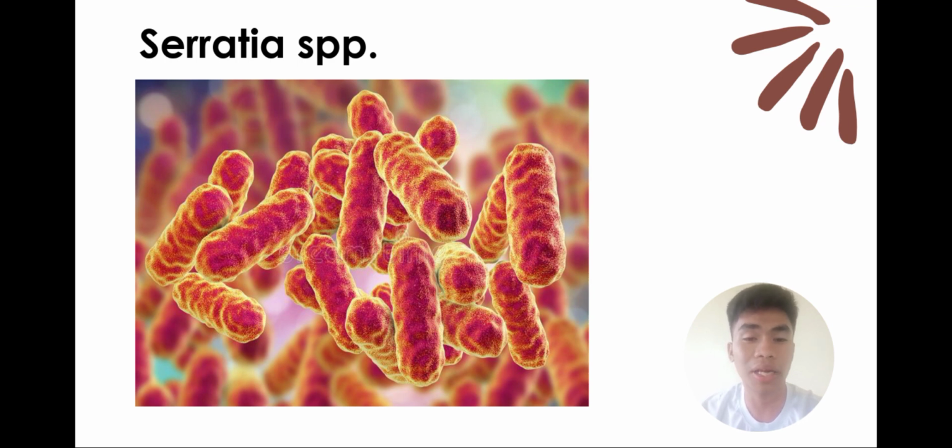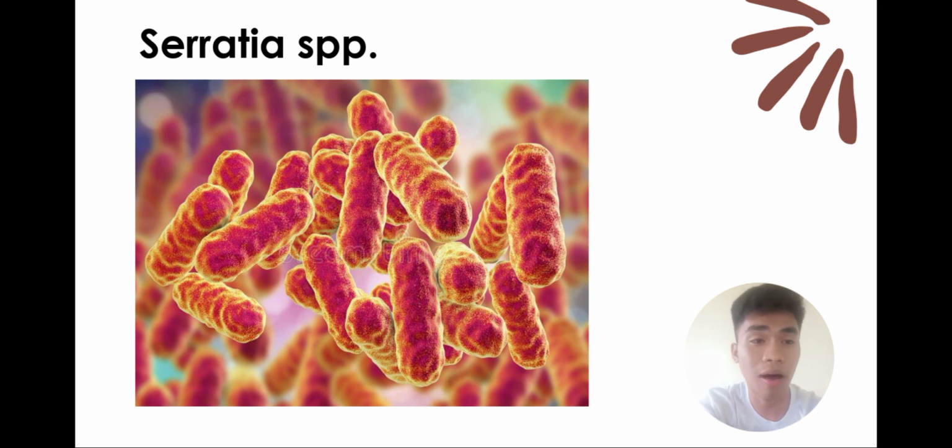It is also associated with outbreaks of UTI, wound infections, pneumonia, and septicemia. So this Serratia species is one of the common pathogens by which we can acquire UTI, together with E. coli and Proteus mirabilis. These are the pathogens that we can acquire because of these bacteria.